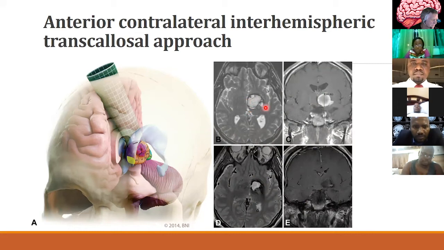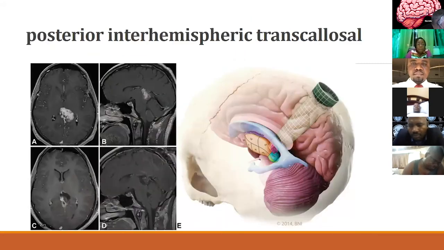As we can see, on this T2 sequence, we have this tumor which is really massive. It is located laterally, mostly laterally. If the tumor is found posterior superiorly, so that's at the superior part of the thalamus, we can use the posterior interhemispheric transcallosal approach. As we can see, the mass is posterior superior, so this approach is best to remove this mass.